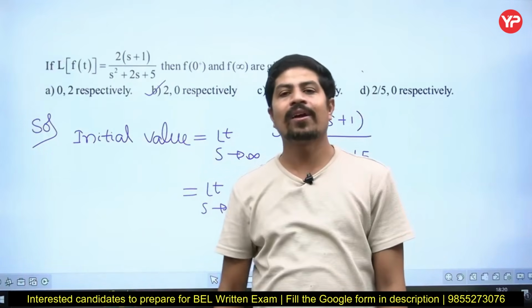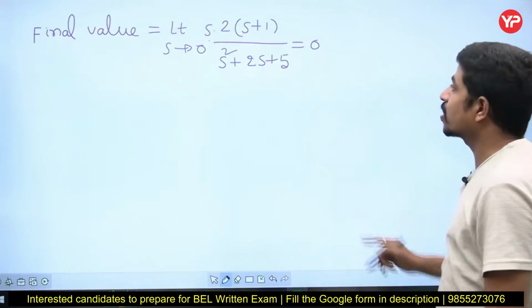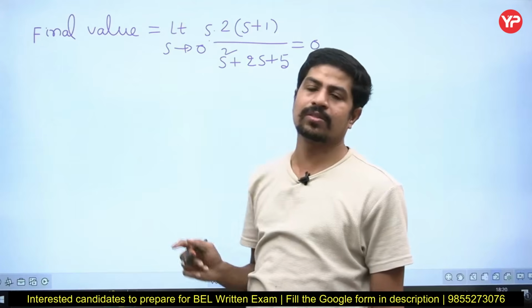See, initial value theorem, s tends to infinity, one s will come extra here. Final value theorem, s tends to 0, s will come extra here, and F of s, the function, right?